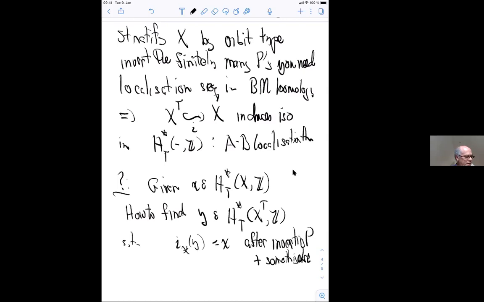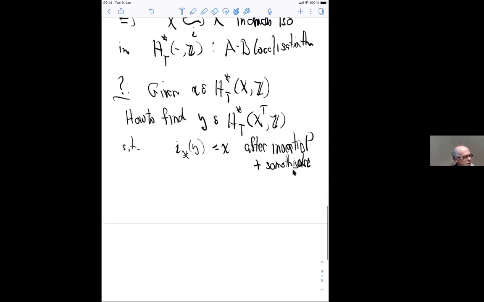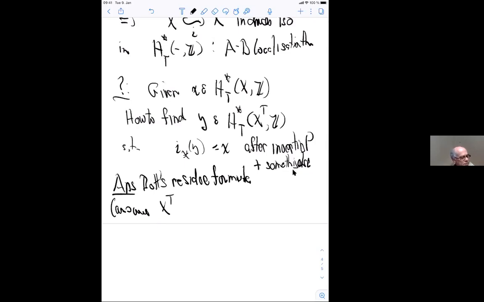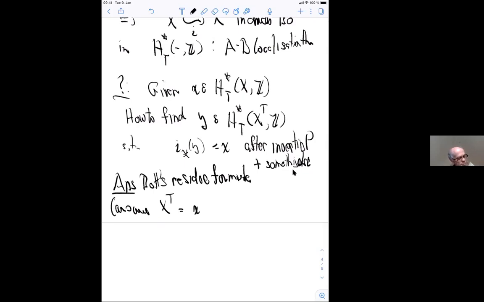Okay, and it's pretty easy to do this. The answer is Bott's, I think it's called Bott's residue formula. For simplicity, just to explain it, let's assume that X^T is just a single point. You can sort of jazz that up a little bit. It's pretty easy, but just for the purpose of exposition, let's just see what happens if it's a single point.